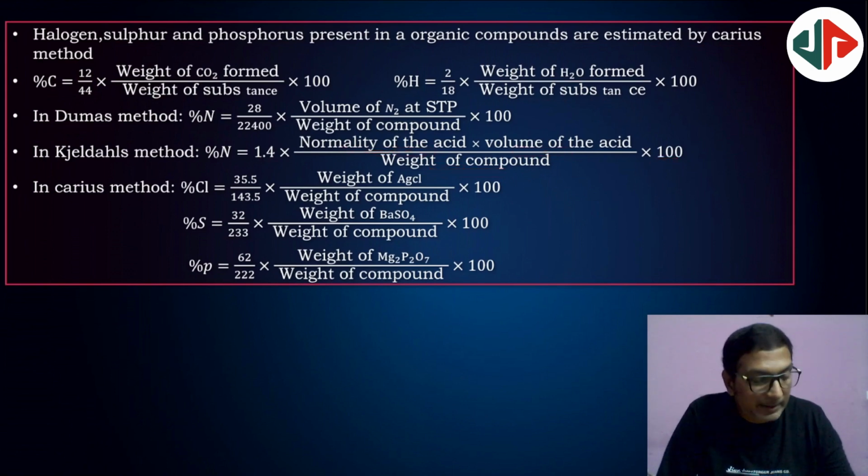Next, Carius method: for chlorine, 35.5 by 143.5 into weight of AgCl by weight of compound into 100. In case of sulfur, 32 by 233 into weight of BaSO4 by weight of organic compound into 100. Percentage of phosphorus is 62 by 222 into weight of magnesium pyrophosphate by weight of organic compound into 100. So this is the estimation of different elements.